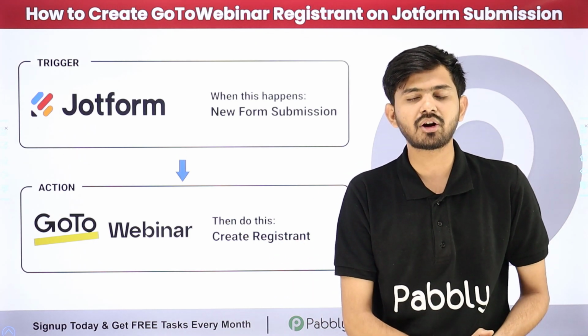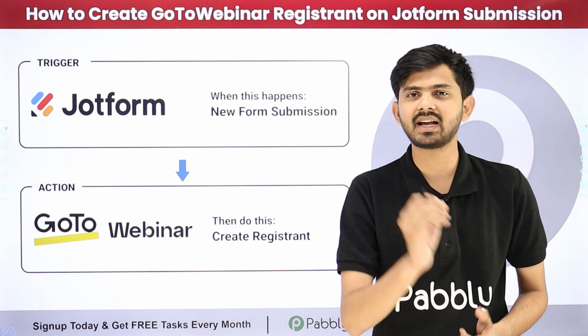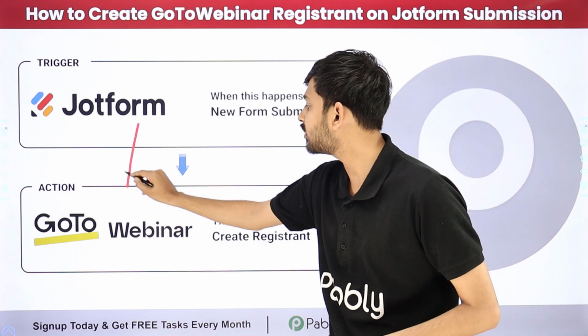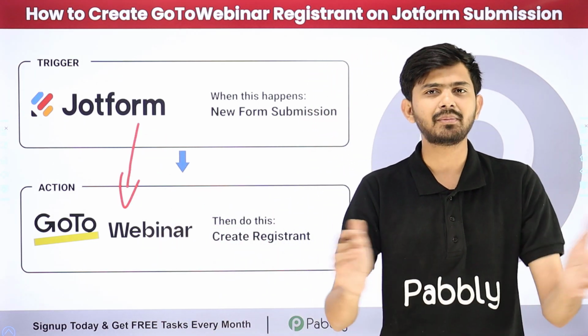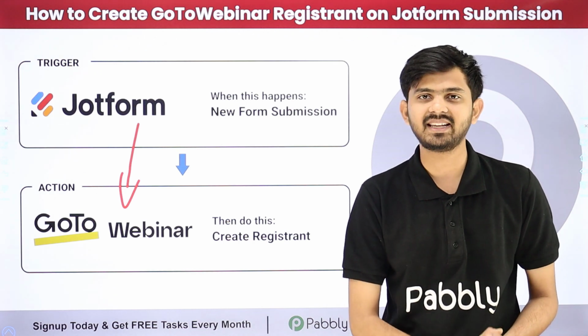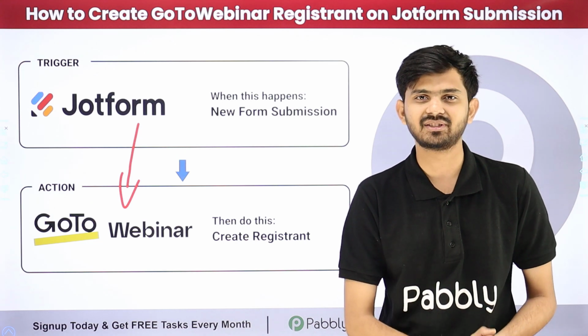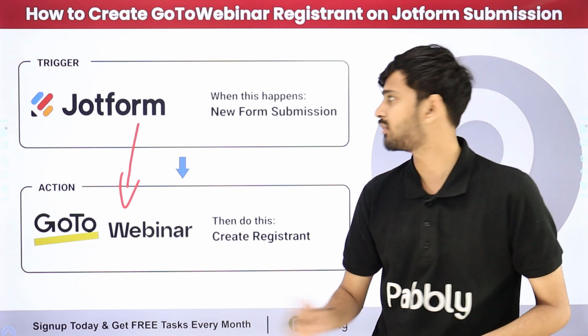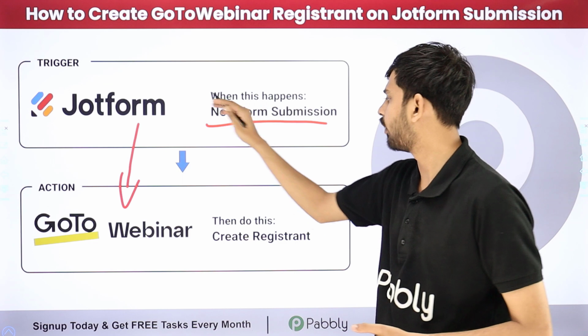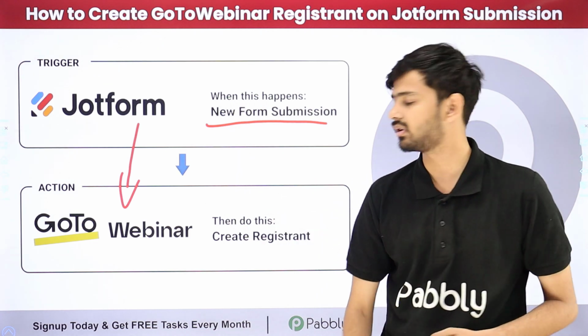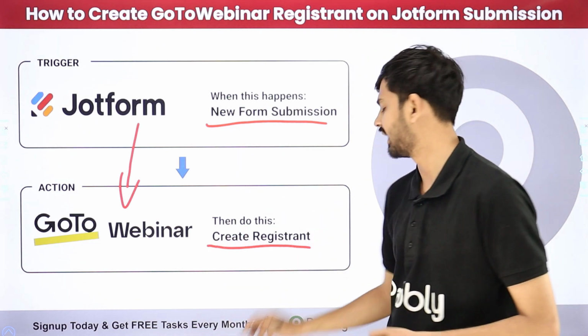So here I want to do this automatically, and for that I need to build a connection between Jotform and GoToWebinar. So for building this connection, I'm going to use Pabbly Connect. Pabbly Connect is an amazing software for automation and integration. Now with Pabbly Connect, whenever I'm going to receive a new form submission through Jotform, then automatically I will create a new registrant in my webinar in GoToWebinar.